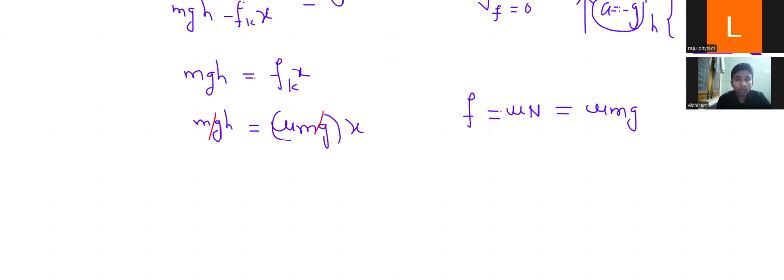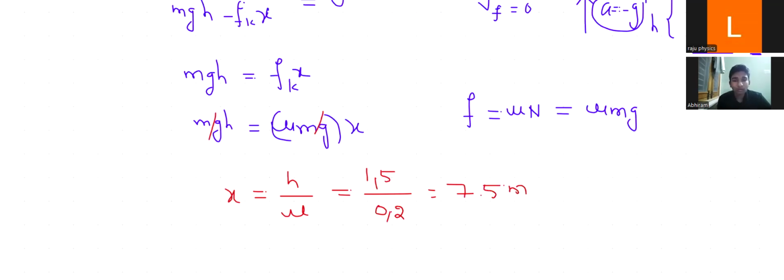Now here, Abhi, x equal to h by mu. What is given, Abhi? h is how much in this problem? 1.5 meters. Right. What is mu given? 0.2. So 1.5 by 0.2, the point is cancelled, 15 by 2, that is 7.5 meters.